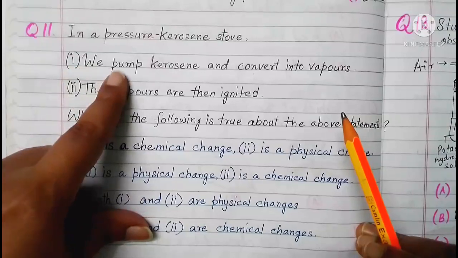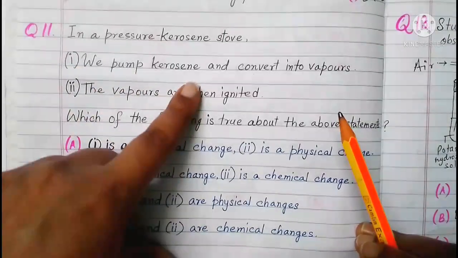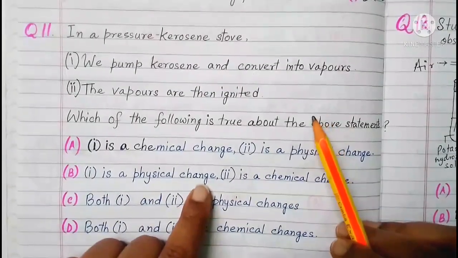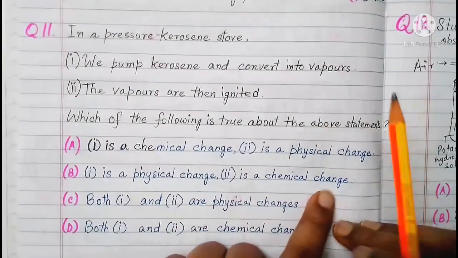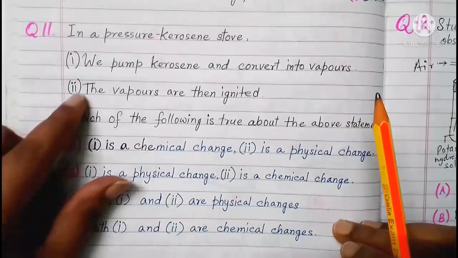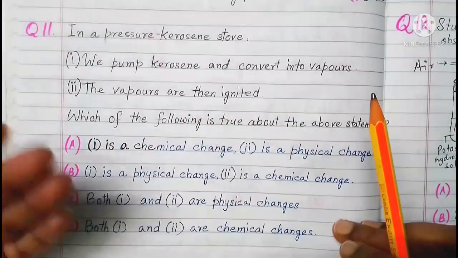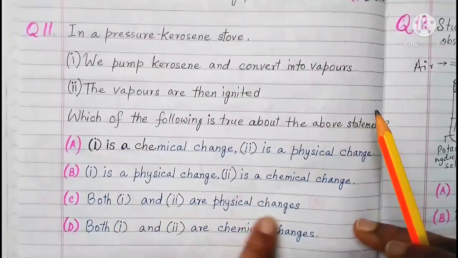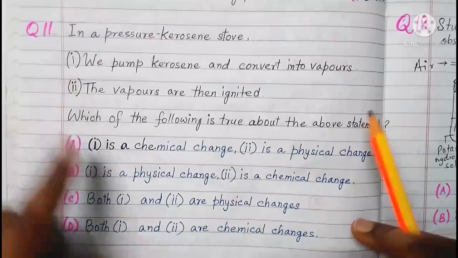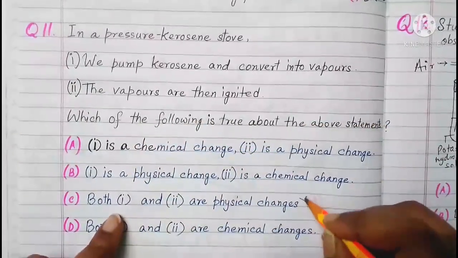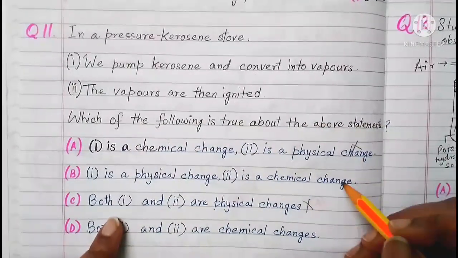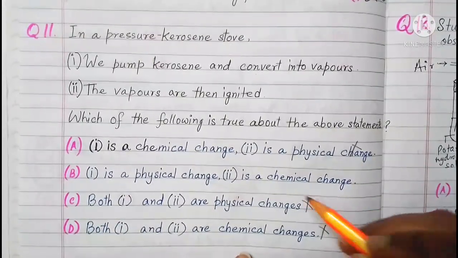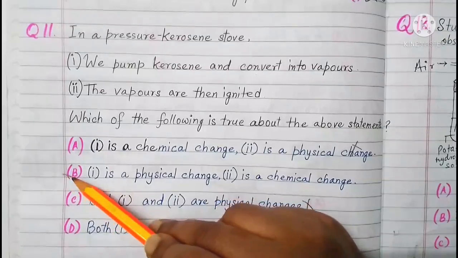No, 1 is not a chemical change. It is a physical change. Okay, let's see. Next option. 1 is a physical change and 2 is a chemical change. Yes, 1 is physical, that is for sure, and vapors are ignited, so this is a chemical reaction. Both 1 and 2 are physical changes? No, both are not physical changes. So this is wrong. Both 1 and 2 are chemical changes? No, both are not chemical changes. So we would go with option B.